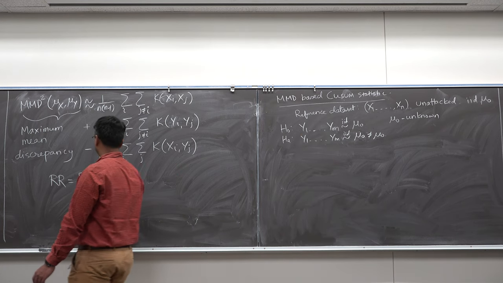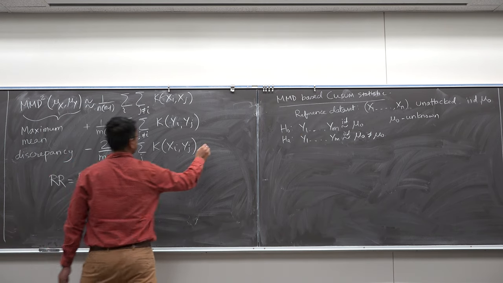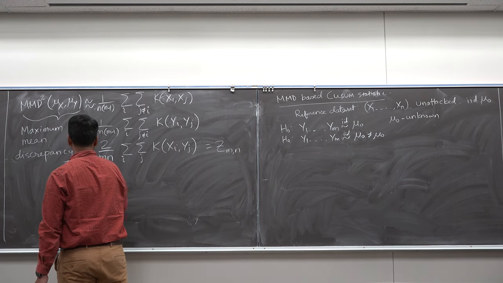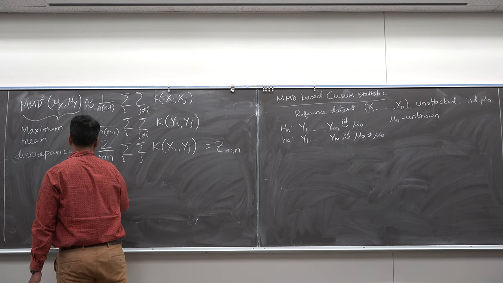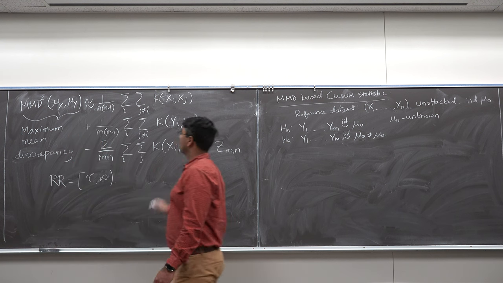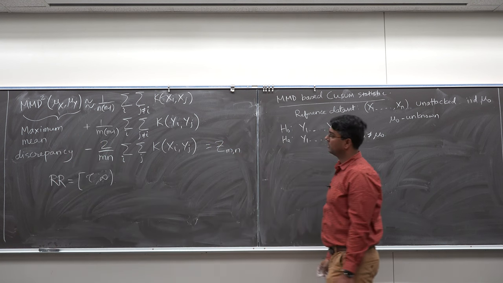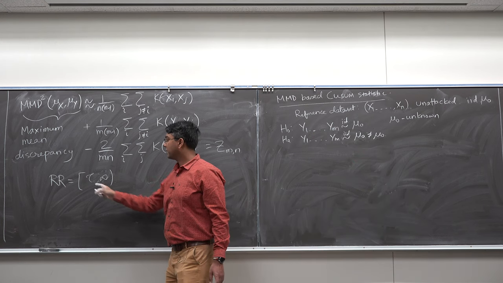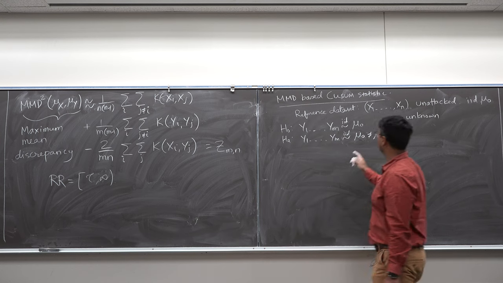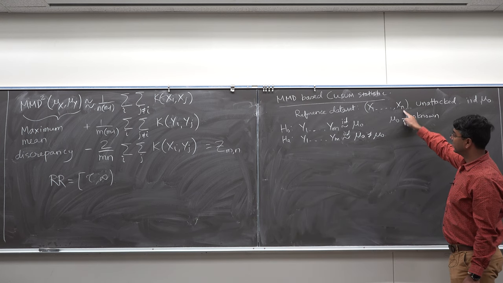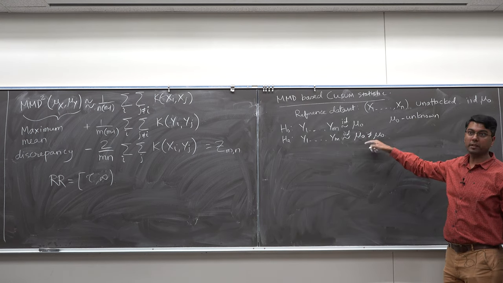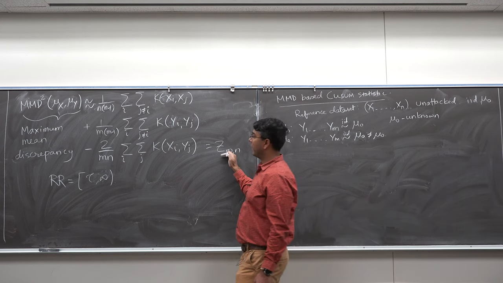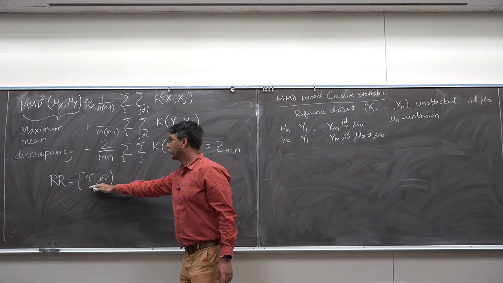We should reject H naught when this is my ZN or ZM comma N, and the rejection region is tau to infinity. So if you compute this value, MMD square, and it turns out to be greater than a threshold tau, then it means that the distribution of X and the distribution of Y are completely different. I mean, not completely, but they are different. That's why this empirical MMD is turning out to be greater than tau.